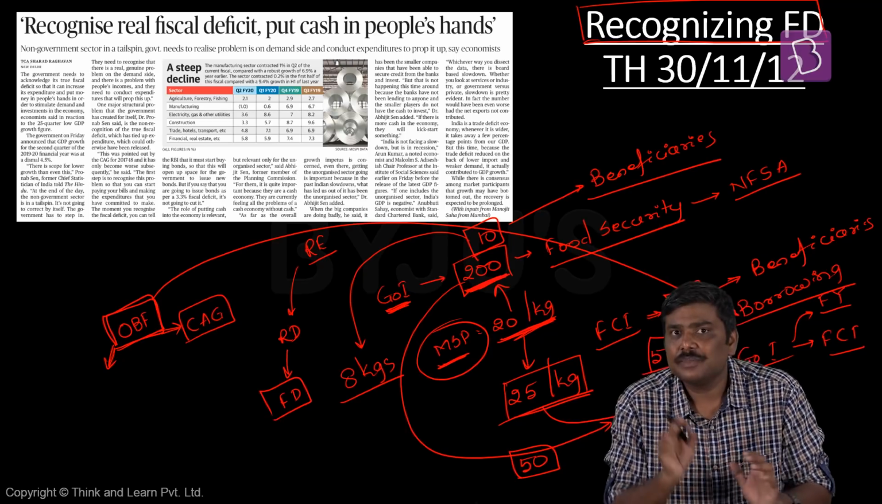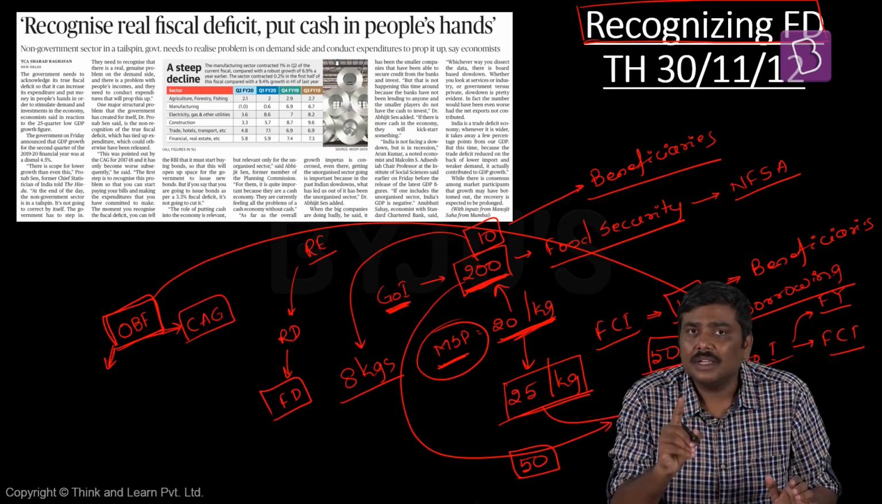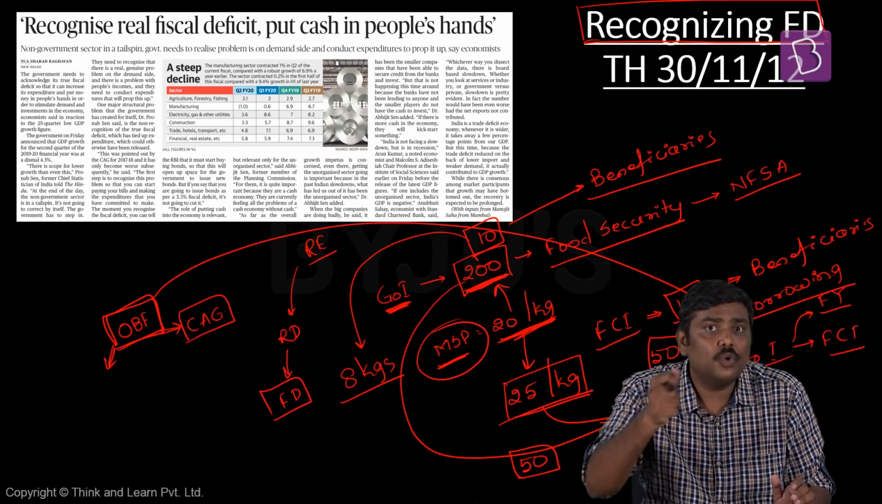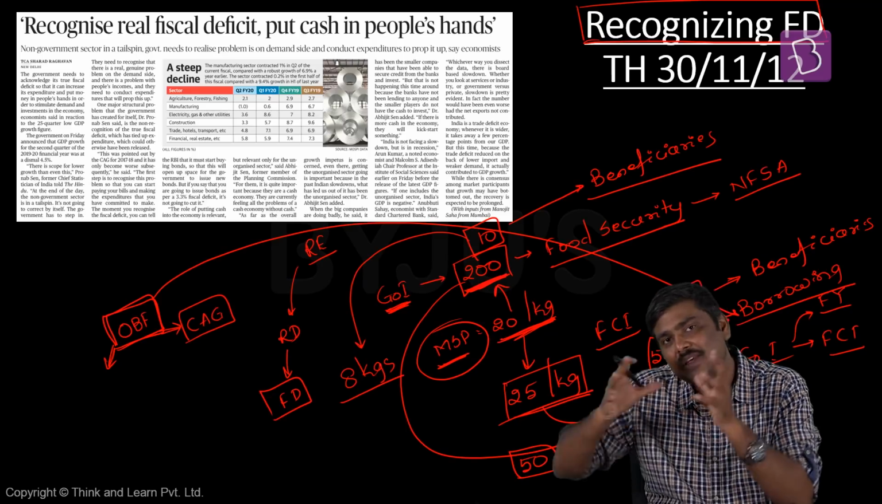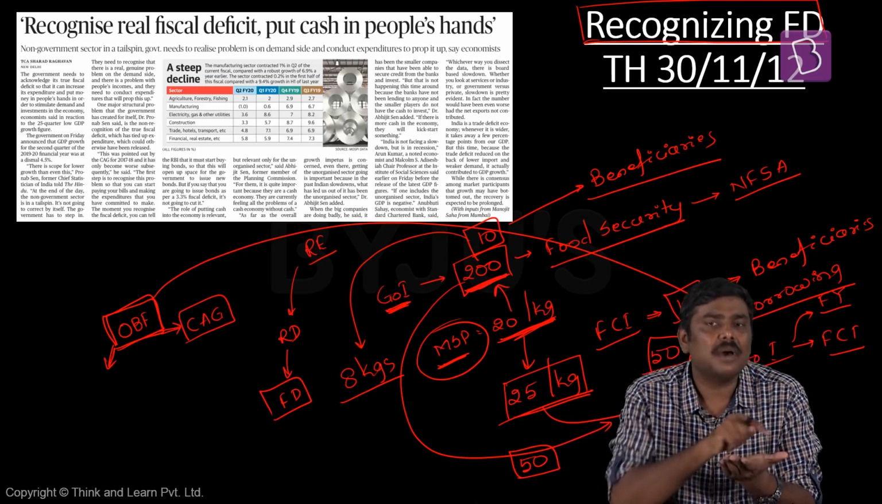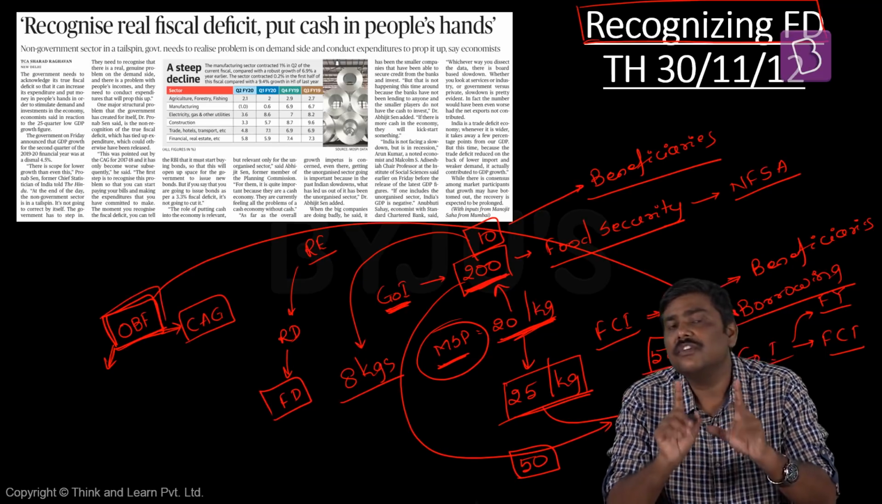But in this case, the government is incurring a cost of 250, but it has only withdrawn 200 rupees, or taken the permission for withdrawal of 200 rupees from the Parliament. The remaining 50 rupees, though it has financed, it has basically circumvented the parliamentary process. This particular process is called off-budget financing.